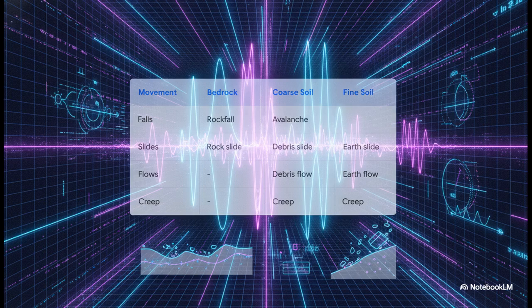On one axis, we have the material. Is it solid bedrock, loose coarse-grained soil, or fine-grained earth? On the other axis, we have the movement type.